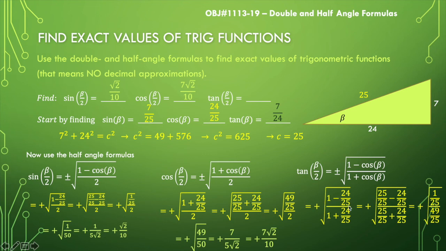1 minus 24 over 25, 1 plus 24 over 25. Change those ones into 25 over 25. So 25 over 25 minus 24 over 25. That becomes 1 over 25. And 25 over 25 plus 24 over 25, that's 49 over 25. All right, and remember that when you've got the same denominator, you can just multiply by that denominator, and you would just end up with 1 over 49. And then I can think of that as the square root of 1 divided by the square root of 49, which is going to be 1 over 7. And that wraps that one up.